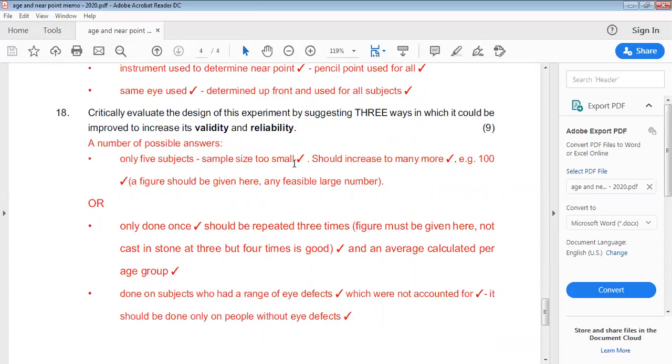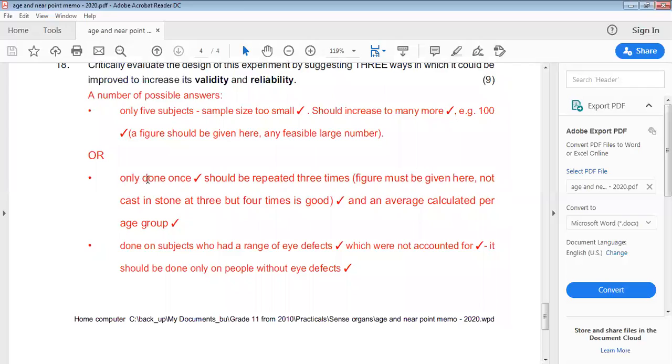So there were only 5 subjects. The sample size was too small. It should be increased to many more, and then you must give a figure. Okay, we don't care what figure you give as long as it's a nice big figure. Okay, so 100. Don't say it should be increased to more and then leave the examiner to decide how many more. Or it was only done once, should be repeated 3 times. You must give a figure here.